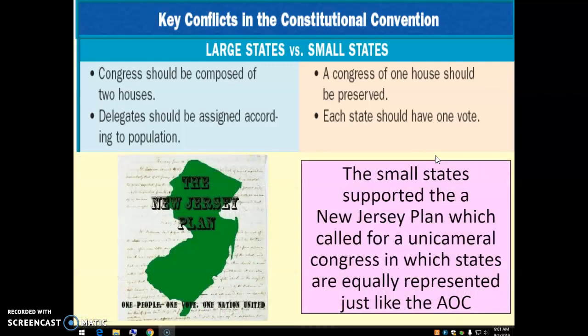The New Jersey plan, however, is going to be just like the AOC. It's going to be a unicameral Congress, so one house, with equal representation amongst the states. Each state gets 1 vote. If you're New Jersey, you're Delaware, you're Rhode Island, you love this plan because, again, it gives you more power.